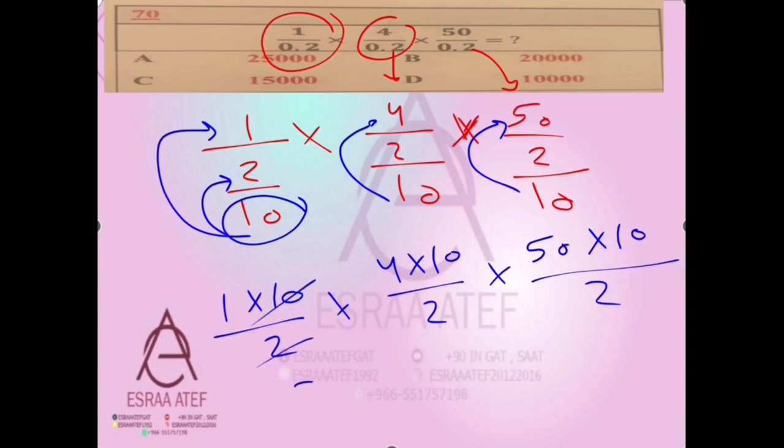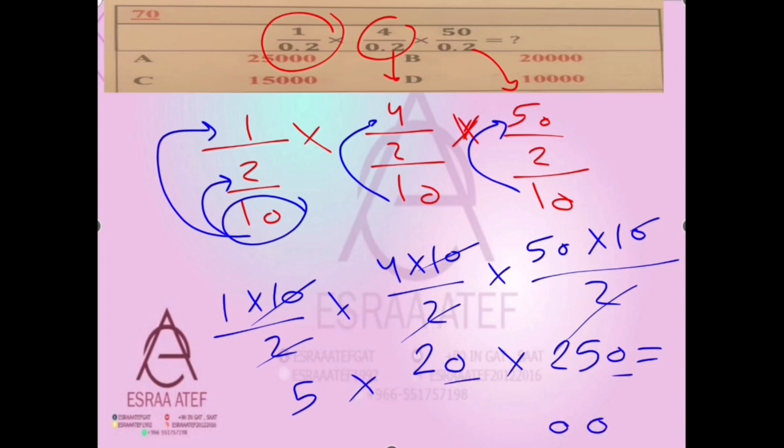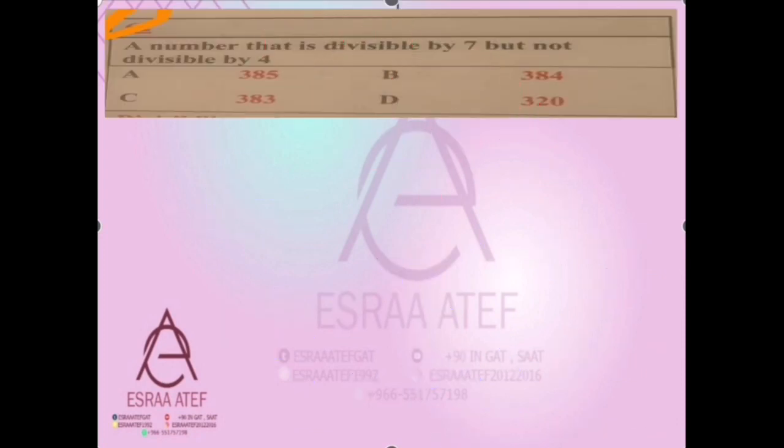10 over 2, which is 5, times 10 over 2, which is 5 times 4, it will be 20, and here the same 10 over 2, which is 5 times 50, it will be 250, and then multiply them by each other. I have here 0 and 0, I will put it the same, okay, and 2 times 5, which is 10, so I have another 0, and then I will put the 25, okay, to be easier in multiplying.